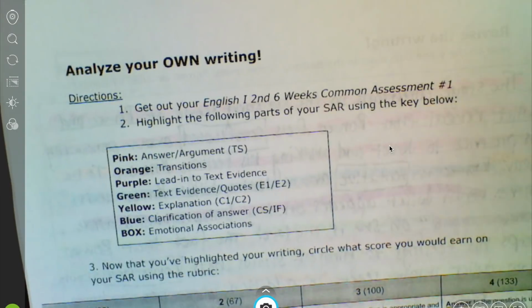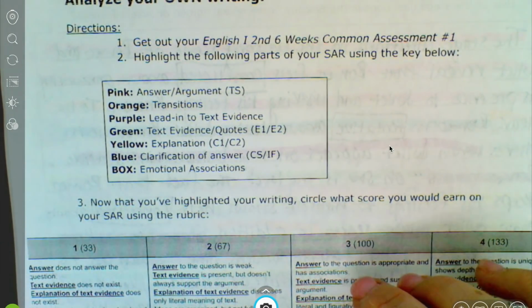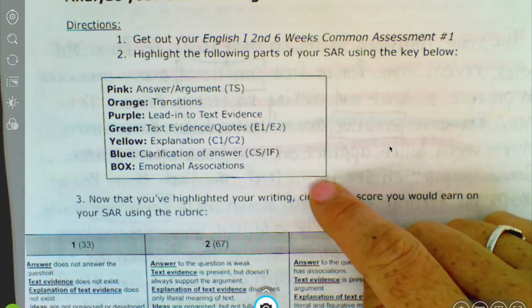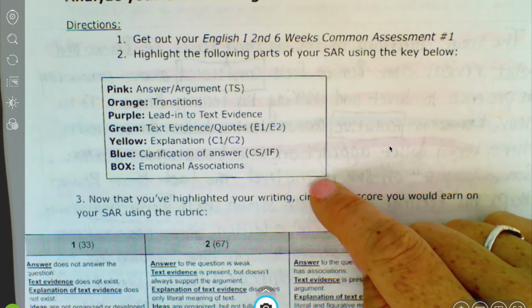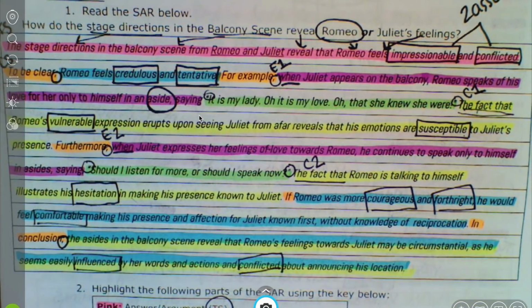The first thing that I want you to do is go through your SAR on your packet for your quiz, and highlight all of the things that we've been highlighting today. Once you have done that, go ahead and score yourself. Don't revise yet, just score how you wrote on the quiz. Then you're going to explain why you got that score. Once you have completed that, you're going to write out your revision. All right, if you have any questions, just raise your hand, refer back to these notes, and good luck.